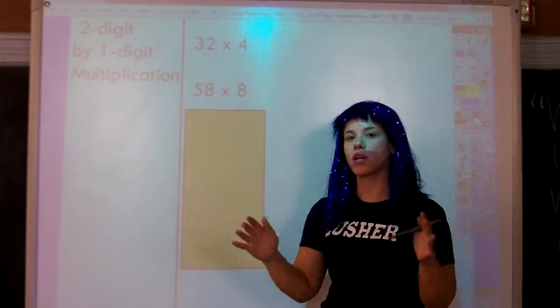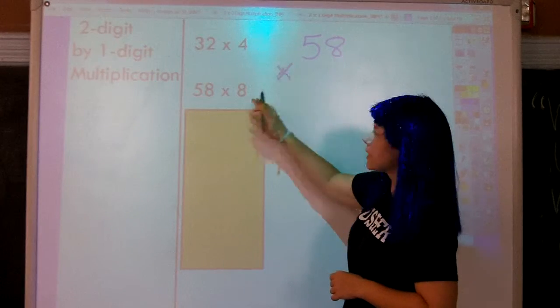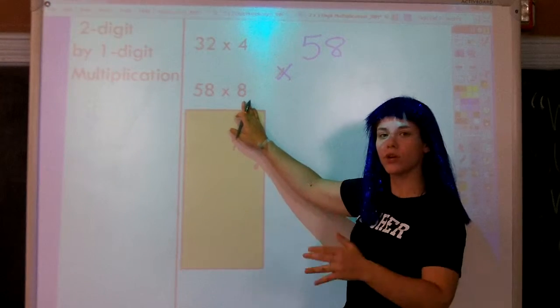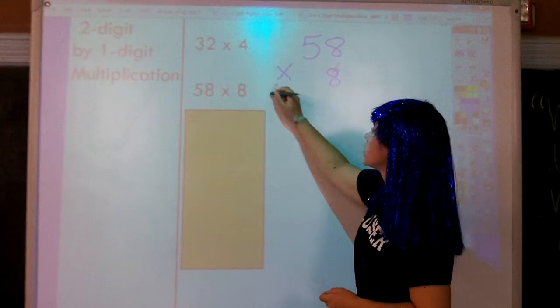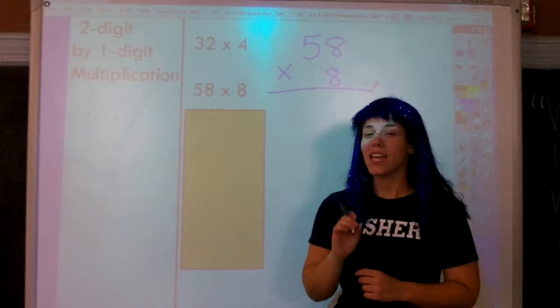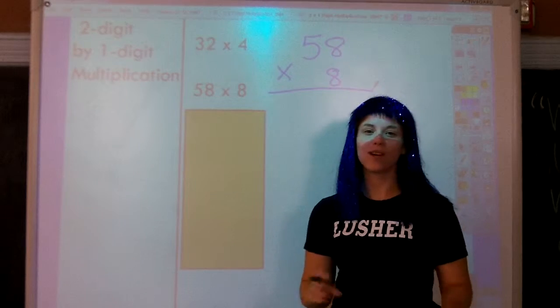Put the longer number on top. And line up the second number underneath the correct place value. This is 8 1s, so it needs to be lined up in the 1s place. If you don't have your multiplication tables memorized, you gotta start practicing, guys.